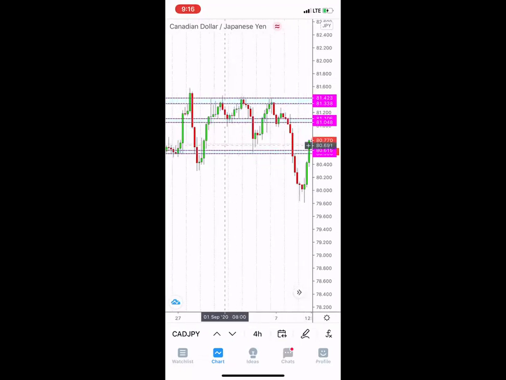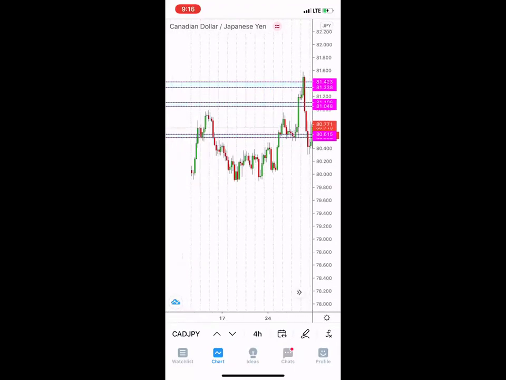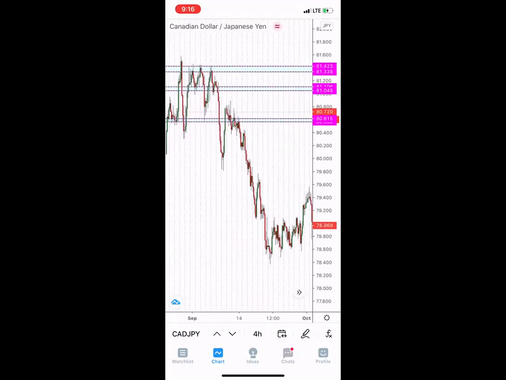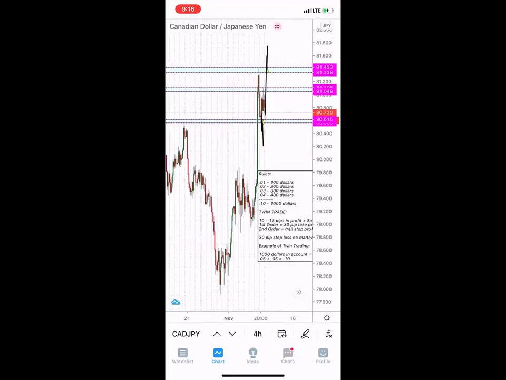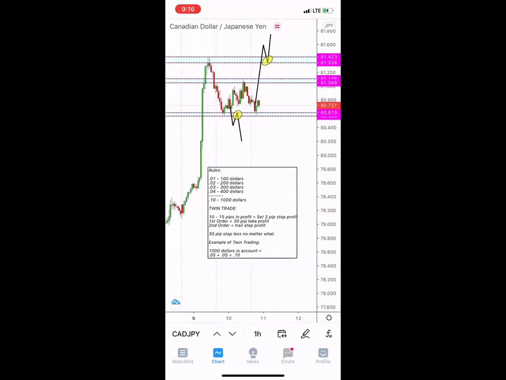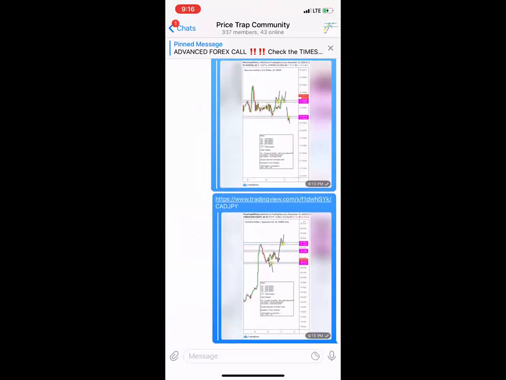Look at this. How perfect is this? Boom, boom. So it's been heavily respected here, here, here, here. So many times before previously. And this is on the 4 hour time frame, just so I'm able to see the bigger picture. But back on the 1 hour, this is how the markup would look. And I sent this into the chat as well, so you guys will have this. Any other questions on CAD JPY?